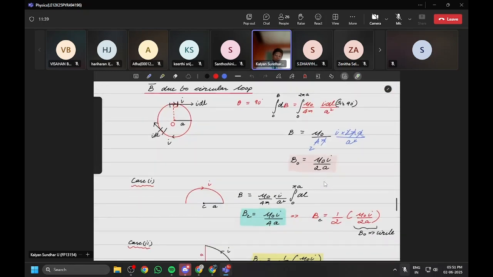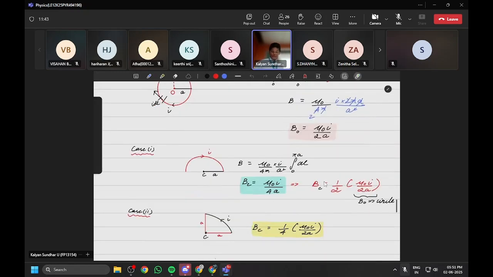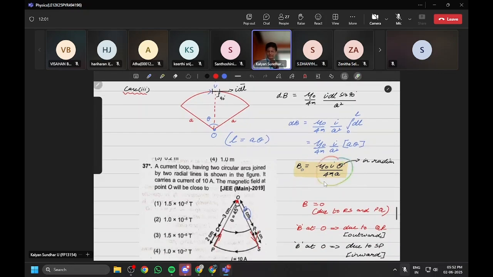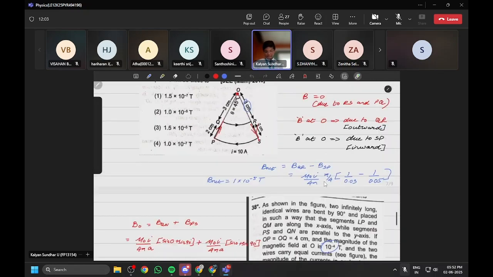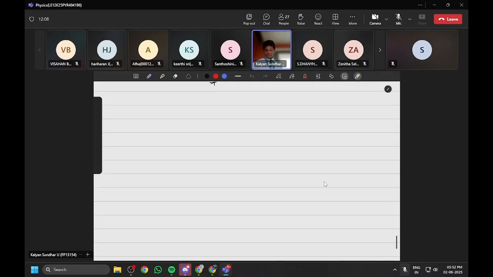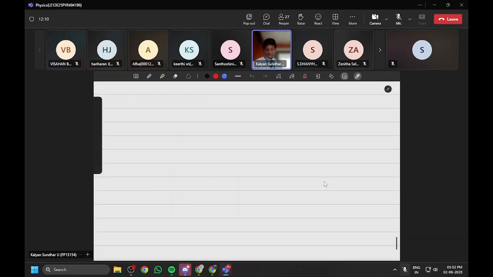And next comes your magnetic field due to a circular loop. We find the field at the center of the circular loop, and the general term we get is this one, right? Whatever the circular arc is, when we are at the center of the loop, we can find the magnetic field produced by that arc. This is the general expression: mu naught I theta by 4 pi a. And again a few questions based on that. With that we have just completed this pattern.